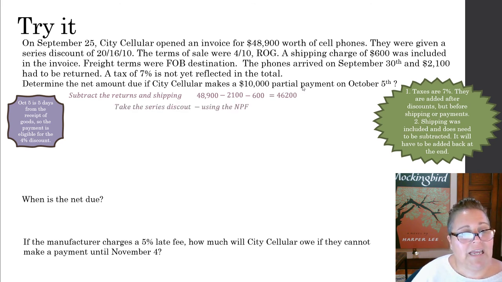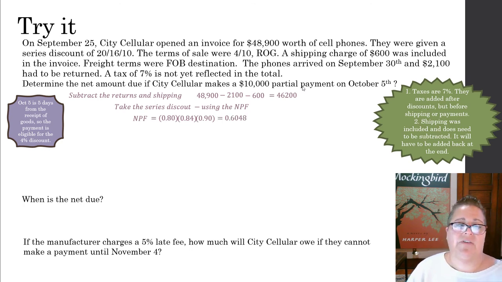We have to take care of the series discount, and to do that, we're going to use our net price factor. Our net price factor would be the complement of the series discounts. So first discount is 20%. So we want the complement of that, which is 80% or 0.8. Then they took off 16%, which would be 0.84. And then they did 10%, which would give us 0.9. This gives us a net price factor of 0.6048.